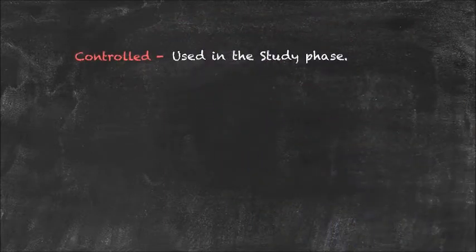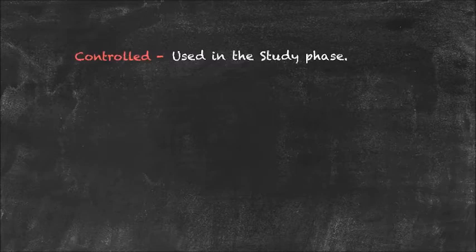So speaking activities will come in many different forms, but we can generalize them into 3 basic types. Controlled activities tend to be used in the study phase, and here the teacher will be helping the students in terms of what they need to say and how they go about saying it. So there's a high level of structure within a controlled activity.